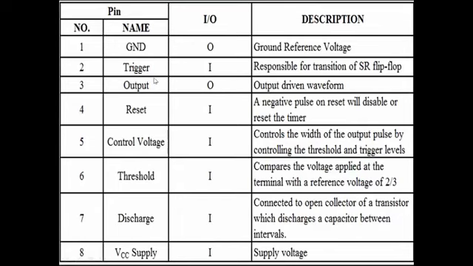Here there are 8 pins, their names are given. Only ground pin and output pin act as an output, rest all are supposed to be given as an input. The trigger pin is responsible for transition of SR flip-flop. Output waveform is given by output pin. Reset pin resets or will disable at the time of negative pulse is given. And the threshold pin compares the voltage.